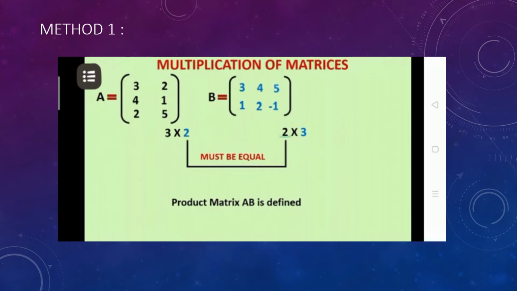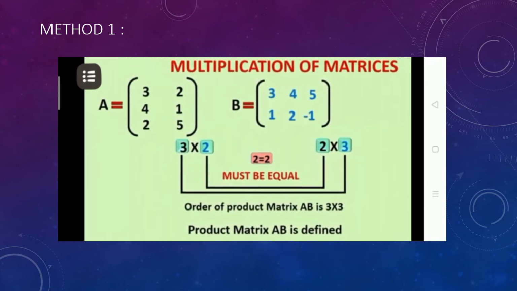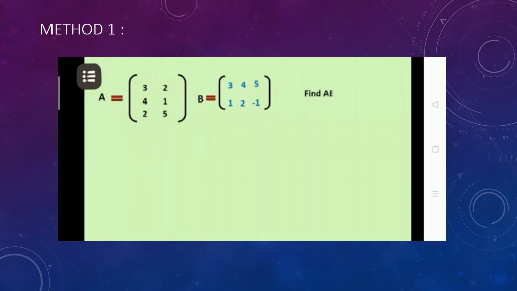Here the number of columns in matrix A is equal to the number of rows in matrix B. 2 is equal to 2. The other two numbers determine the order of the product matrix AB as 3 by 3. Matrices are multiplied by multiplying the elements in a row of the first matrix by the elements in a column of the second matrix and adding the results. For example, let us see the product of AB.